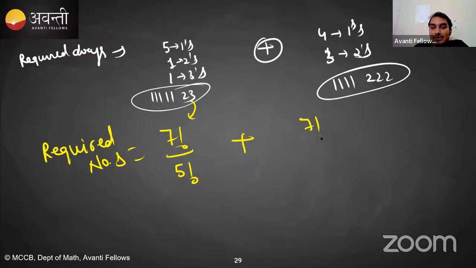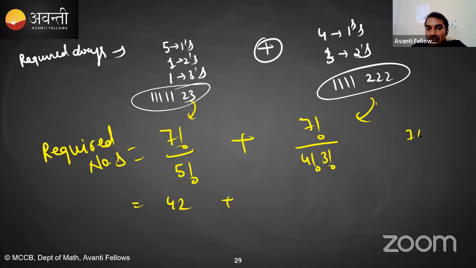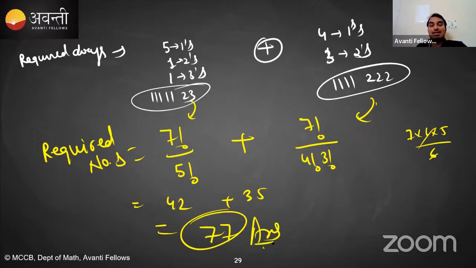So again, these are a total of 7 digits, out of which 4 are of one kind and 3 are of one kind, right? This corresponds to this. So that's all. Now see what the answer has come. 5 into 6, 42, plus 5 into 7 into 6 into 5, 7 into 6 into 5 by 6, 35. What has come? 77. So this is your answer. So there are 77 numbers in which you have used 1, 2 or 3 and the sum of these 7 digits is 10.